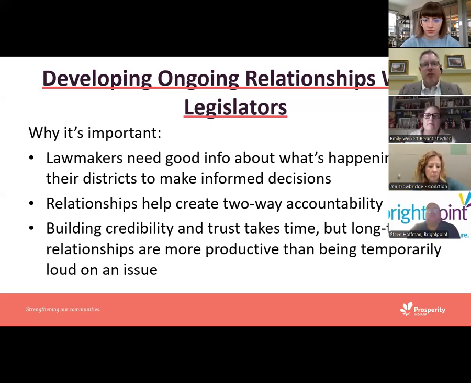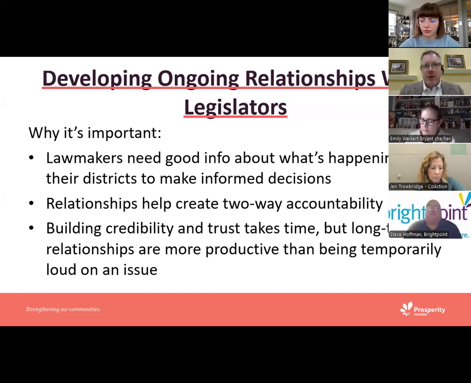Those relationships also create two-way accountability. If lawmakers don't have the right information, it's hard to hold them accountable for making the right decisions. And so that's one way that accountability goes. But another way that accountability goes is making sure that we as citizens and as stakeholders in our communities are providing the right type of information and what legislators need to make those good decisions.